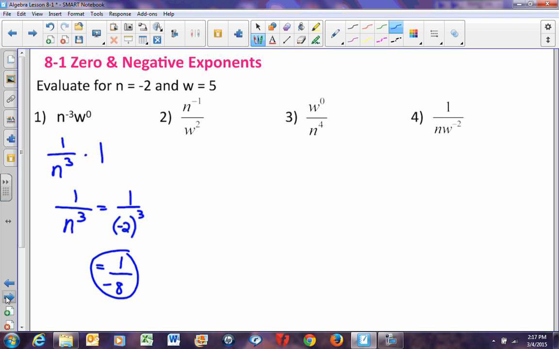You can simplify first, then substitute in, or substitute in first and then simplify. I tend to like to simplify first because once you start getting lots of numbers with lots of negative signs, it can get very confusing.